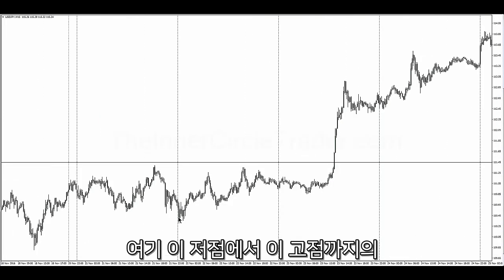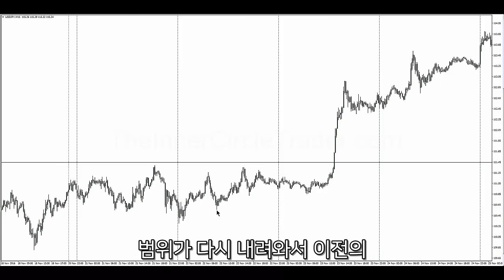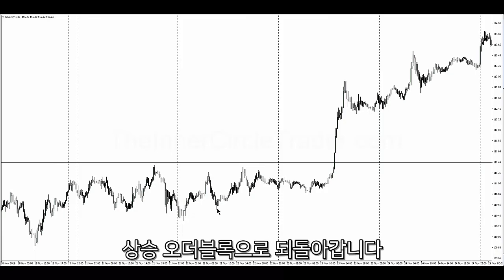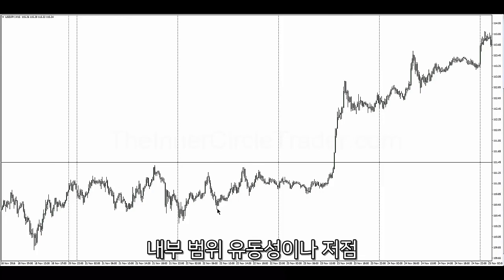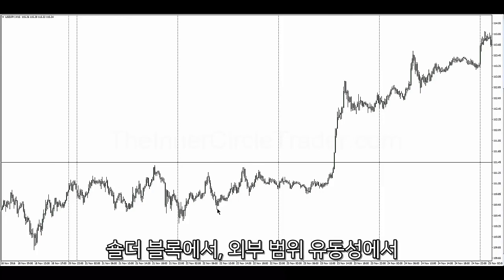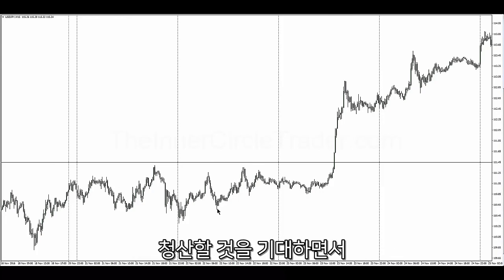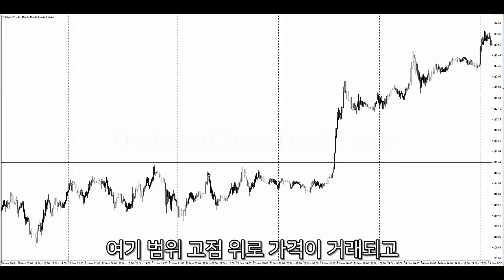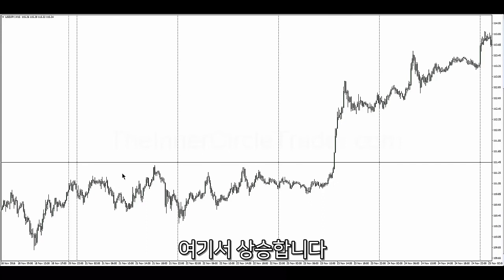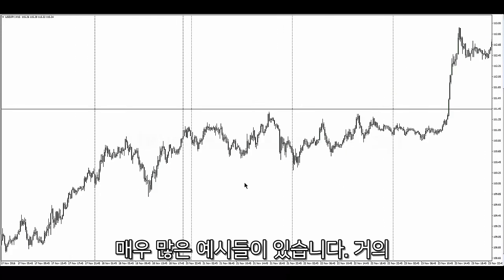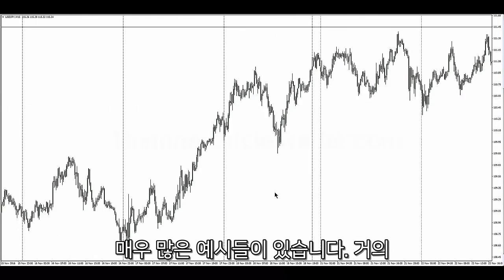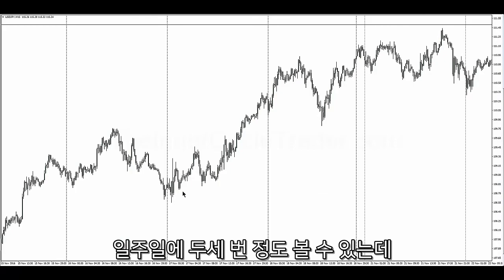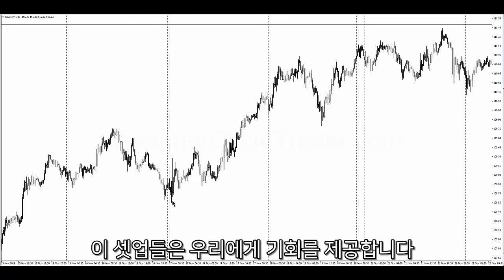The range here from this low up to this high comes back down, retraces back into the bullish order block, buy on internal range liquidity or bullish order block with the expectation of unloading it at external range liquidity above the range high here. Price trades above it here. Many examples, almost 2 or 3 a week, where you can see the setups that offer us an opportunity.